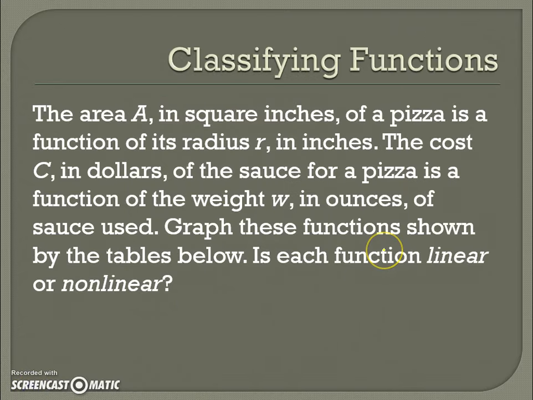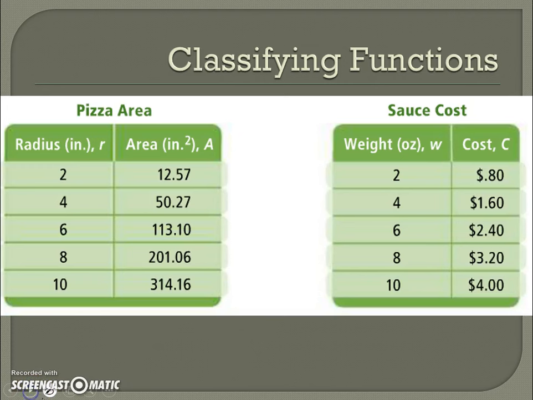One or the other. Classifying functions: the area A in square inches of a pizza is a function of its radius R in inches. The cost C in dollars of the sauce for a pizza is a function of the weight W in ounces of sauce used. Graph these functions shown by the tables below. I'll get to that in just a second. Is each function linear or nonlinear?